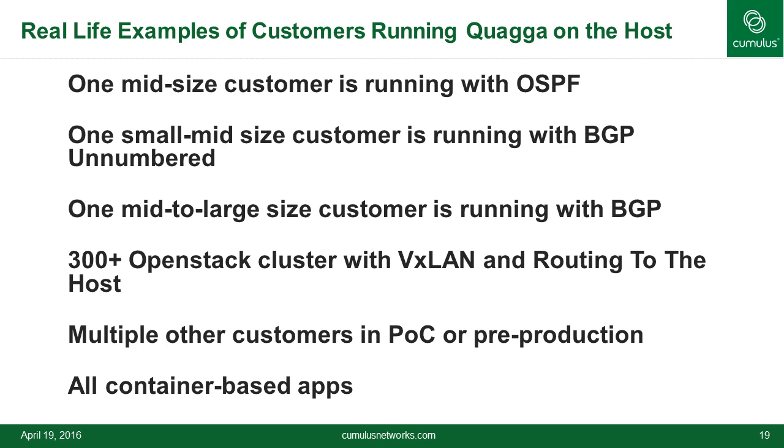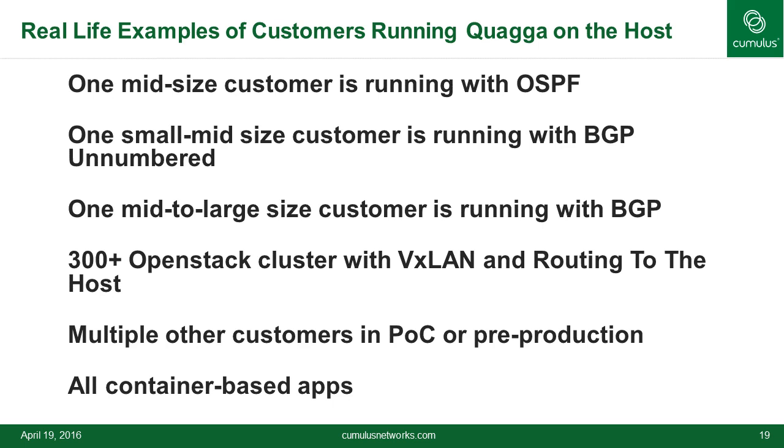So we have other real-life examples. As Kelsey pointed out, routing on the host is not just a Kubernetes use case. We have a customer who's running routing on the host, doing container networking, but they are a very advanced customer and they have done everything by themselves. What Kubernetes does, they have built it by themselves, and they're a mid-sized customer doing it with OSPF. They're planning to move to BGP. Another small to mid-sized customer is running with BGP unnumbered. We have a large customer who's running with BGP unnumbered with routing on the host.